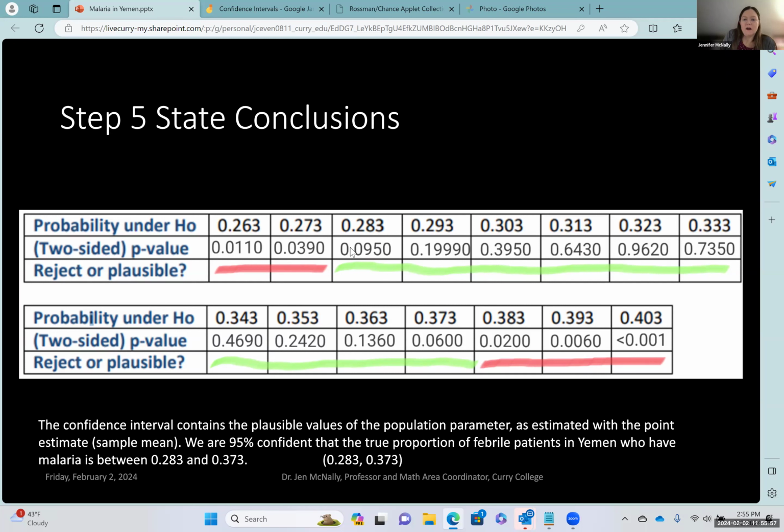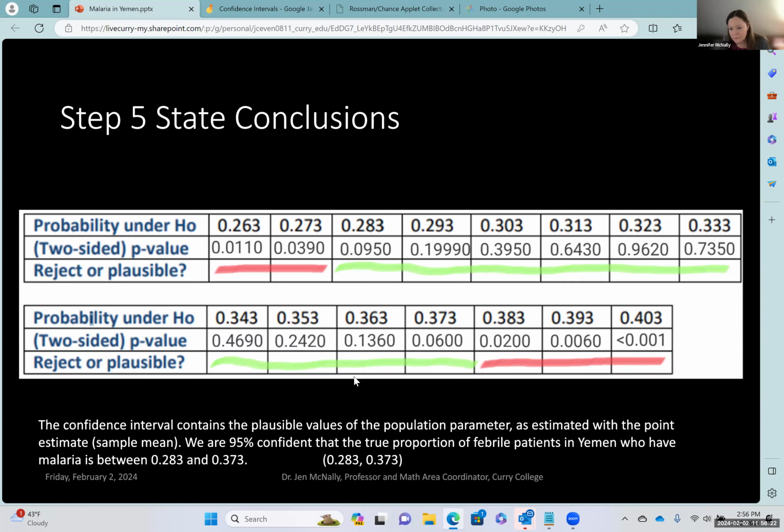And so we start to talk about what does it mean for these green values? Well, that means that those can't be ruled out. We're not going to reject those null hypothesis values, and instead, they're plausible values. The whole idea of a confidence interval is we want to collect the range of plausible values for our population parameter.